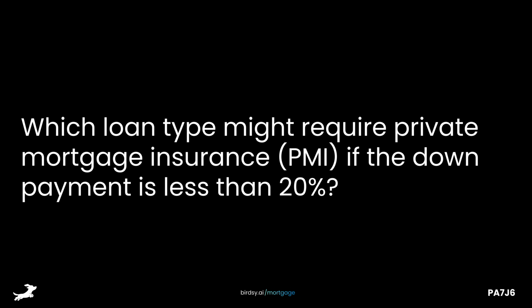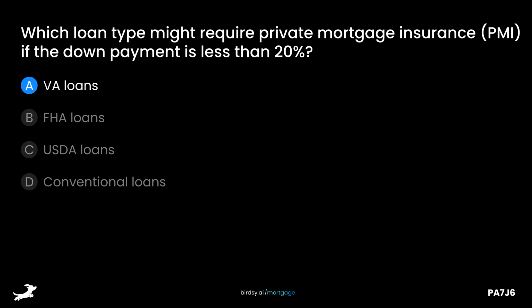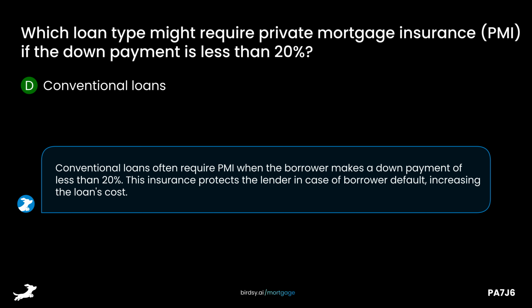Which loan type might require private mortgage insurance if the down payment is less than 20%? Is it A, U.S. Department of Veterans Affairs, VA loans, B, Federal Housing Administration, FHA loans, C, U.S. Department of Agriculture, USDA loans, or D, conventional loans? The answer is D, conventional loans. Conventional loans often require PMI when the borrower makes a down payment of less than 20%. This insurance protects the lender in case of borrower default, increasing the loan's cost.